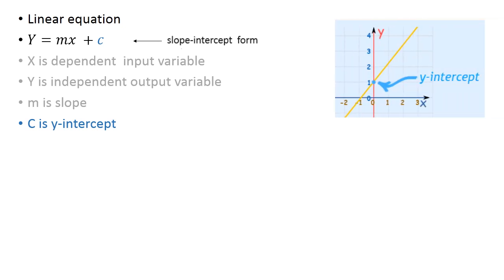In the figure shown, the y-intercept is equal 1, which represents the c constant in the linear equation. Then the equation can be written as y equal mx plus 1.